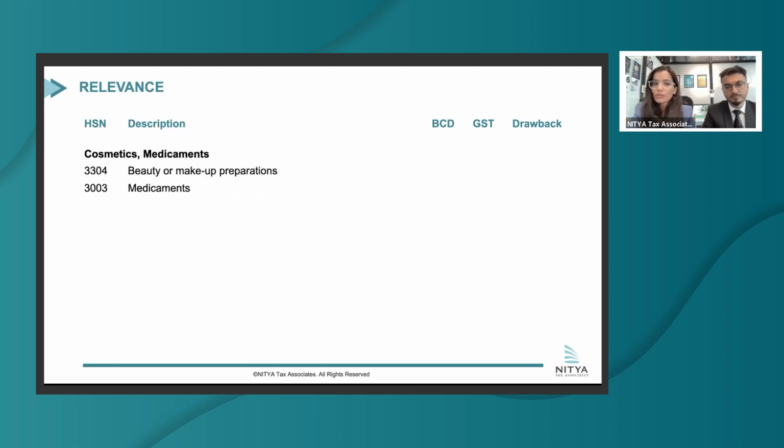Similarly, with respect to cosmetics and medicaments, one of the disputes is whether a product will qualify as a cosmetic or a medicine or medicament. In that also, there is a clear GST rate difference of 6%, a BCD rate difference of 10%, and then a drawback difference. So that is why it becomes relevant to correctly classify a product, because accordingly the duty rates will apply on those products and our product will become costlier or cheaper in the market.